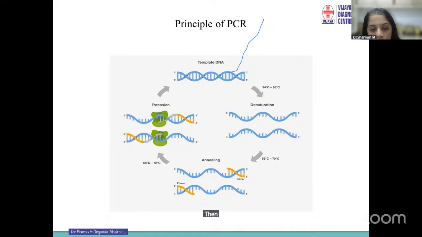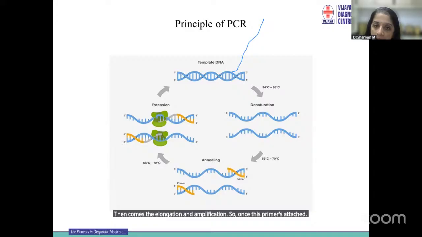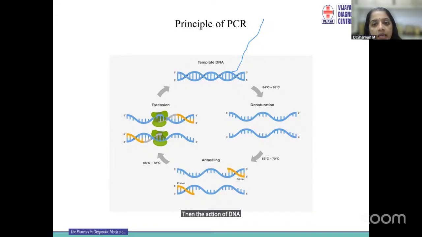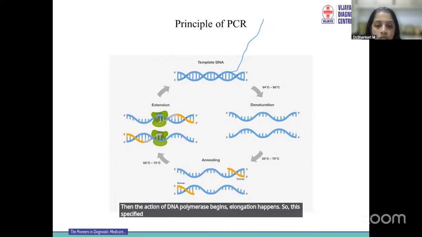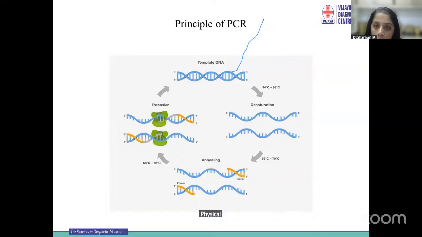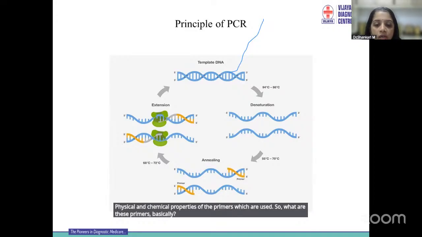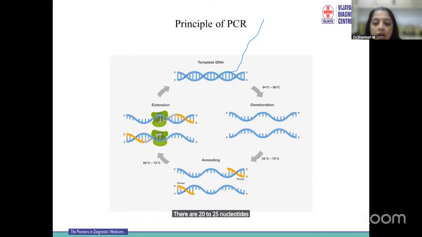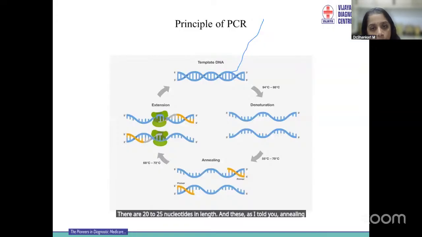Then comes the elongation and amplification. Once this primer is attached, the action of DNA polymerase begins. Elongation happens. The specified temperatures which are maintained are determined based on the physical and chemical properties of the primers which are used. So what are these primers basically? They are 20 to 25 nucleotides in length, and as I told you, annealing allows the primers to bind.